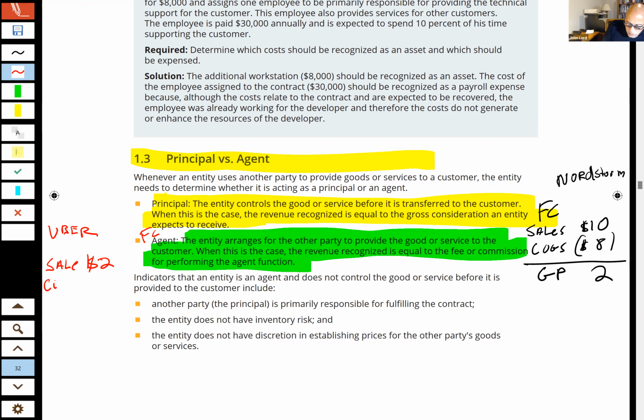The cost of goods sold is what? Zero. They had no cost associated with that. They may have selling and administrative expenses, but they don't have a cost of goods sold because they didn't provide you anything. The gross profit in that case then is how much? $2. Now, which business model do you prefer?